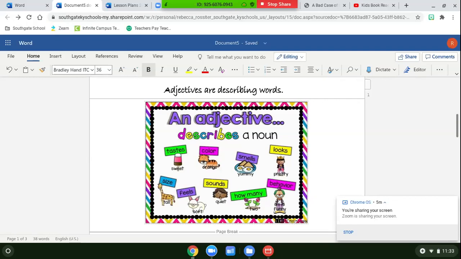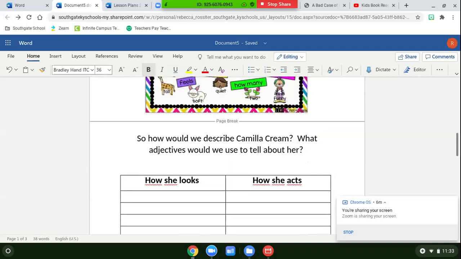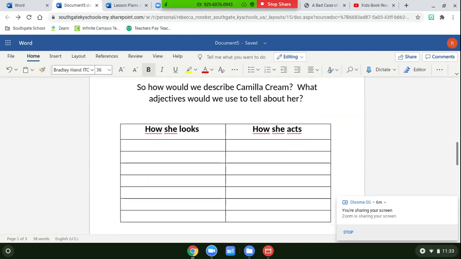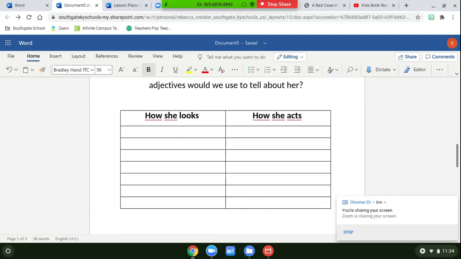So I want you to take all of that information about adjectives and how we can use words to describe nouns. And I want you to describe the noun of Camilla Cream. She's our character. She's a girl, so we know she's a noun. So we are going to think, how would we describe Camilla Cream? Actually, what adjectives would you use to tell about her?